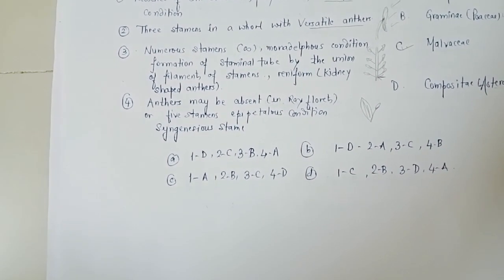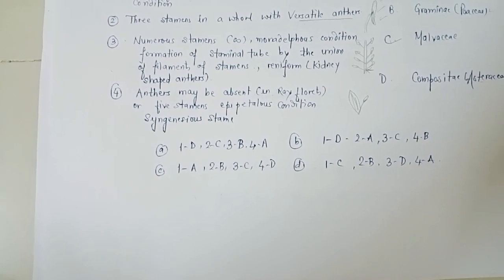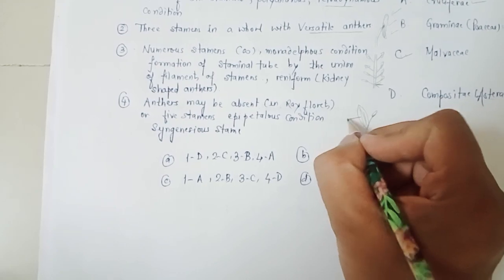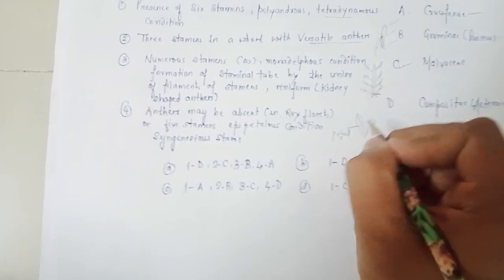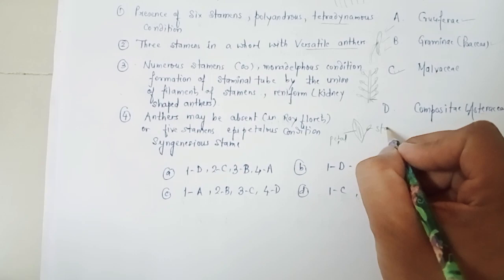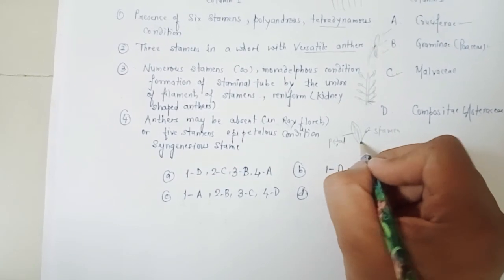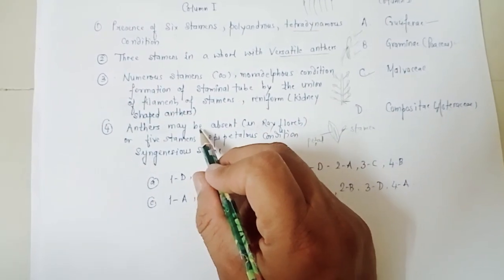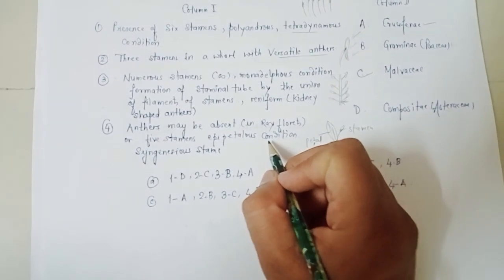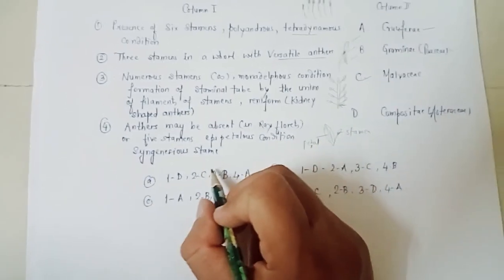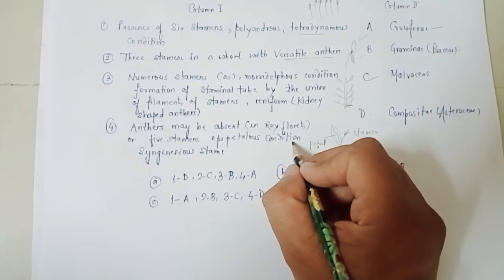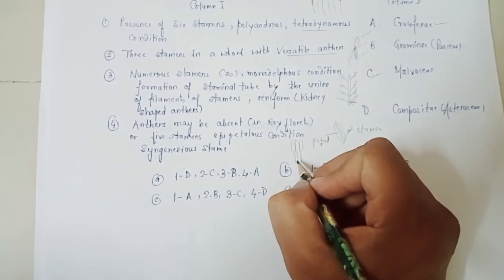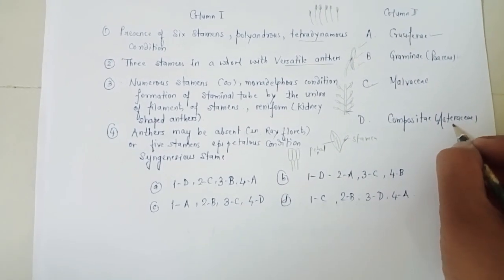Anthers may be absent in ray florets, or there may be 5 stamens, epipetalous condition. If you consider this as a petal, and this as a stamen which is attached to this petal, this condition is epipetalous. In the ray florets, anthers are absent, and in disc florets which are present at the center, the anthers are epipetalous and syngenesious, where the anthers are fused whereas the filaments are free. Syngenesious anthers are a characteristic feature of Compositae family.